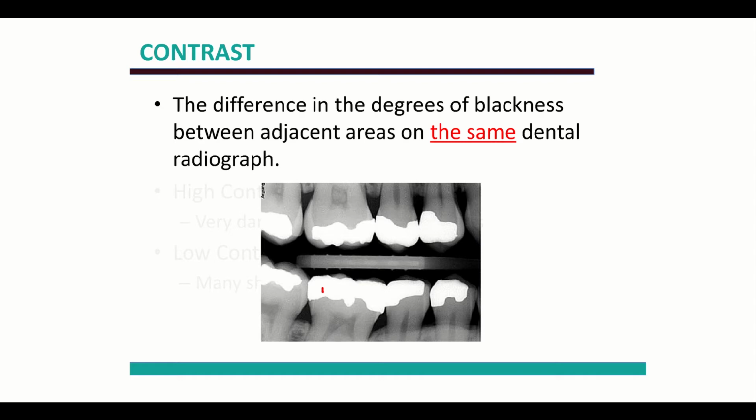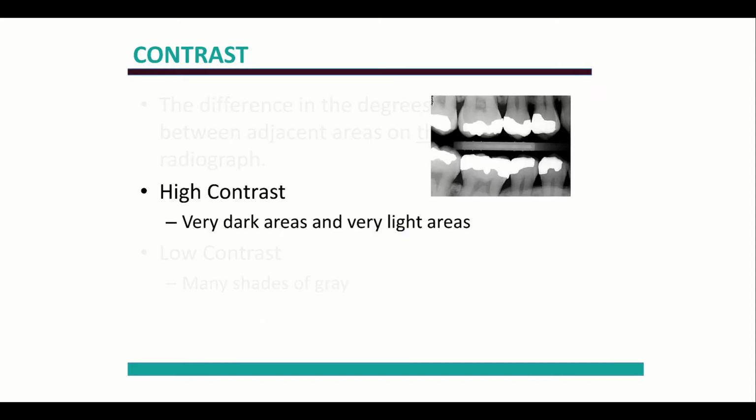So notice on this X-ray, you have some very, very white areas where we have amalgam filling, because the amalgam is very solid and radiation cannot go through it. And you have some very, very dark areas where we have air, we have no density. Very different between the black and white. So this is called high contrast. High contrast, very dark areas and very light areas on the same film.